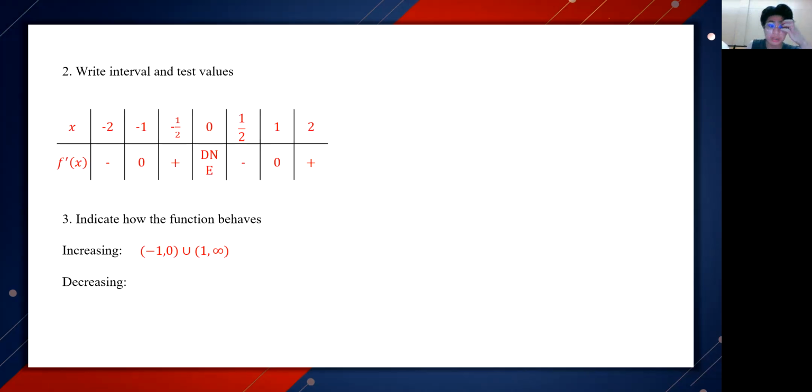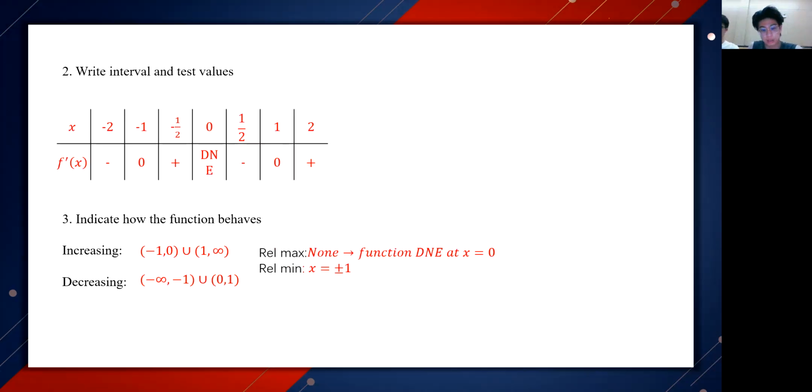So we got increasing on the closed interval -1 to 0 and the closed interval 1 to positive infinity, and we got decreasing from negative infinity to -1 and the closed interval 0 to 1.